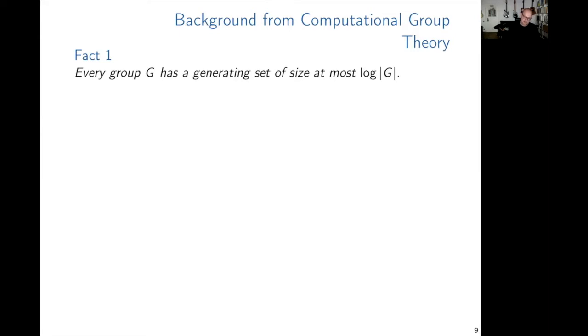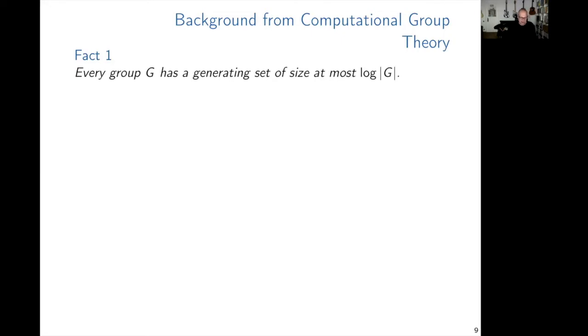So let me start with a little bit of background from computational group theory. The first fact is that every group has a generating set of at most logarithmic size. It's a simple group theoretic fact, but it's very important for us because we're talking about automorphism groups of graphs. For a graph of size n, the automorphism group can have up to n factorial members. That's too much. But at least we have a generating set logarithmic in n factorial, and that's fine. That's polynomial in the size of the graph.